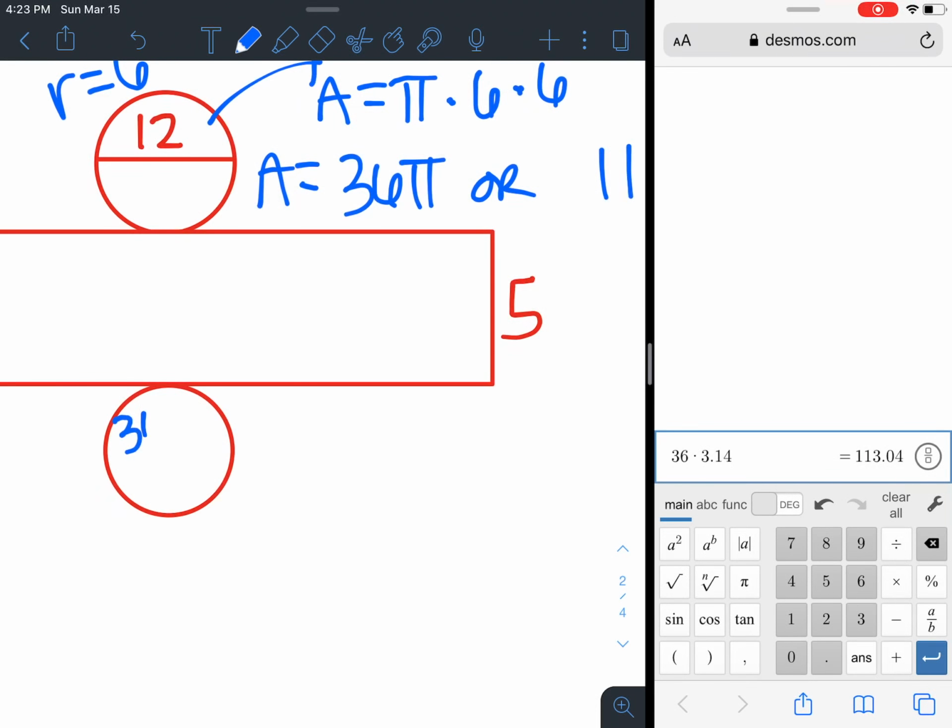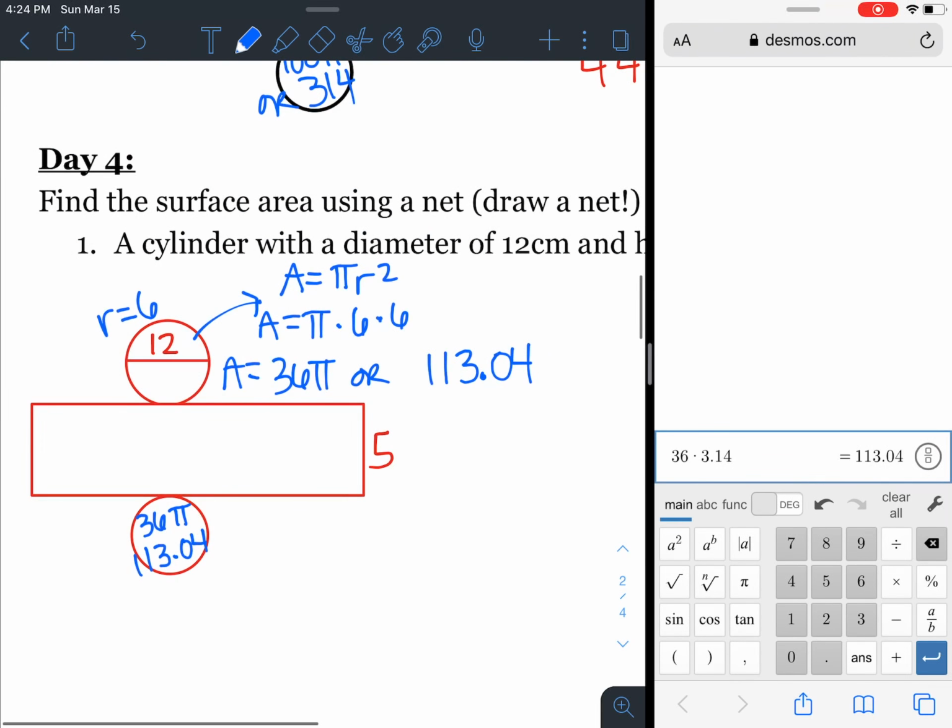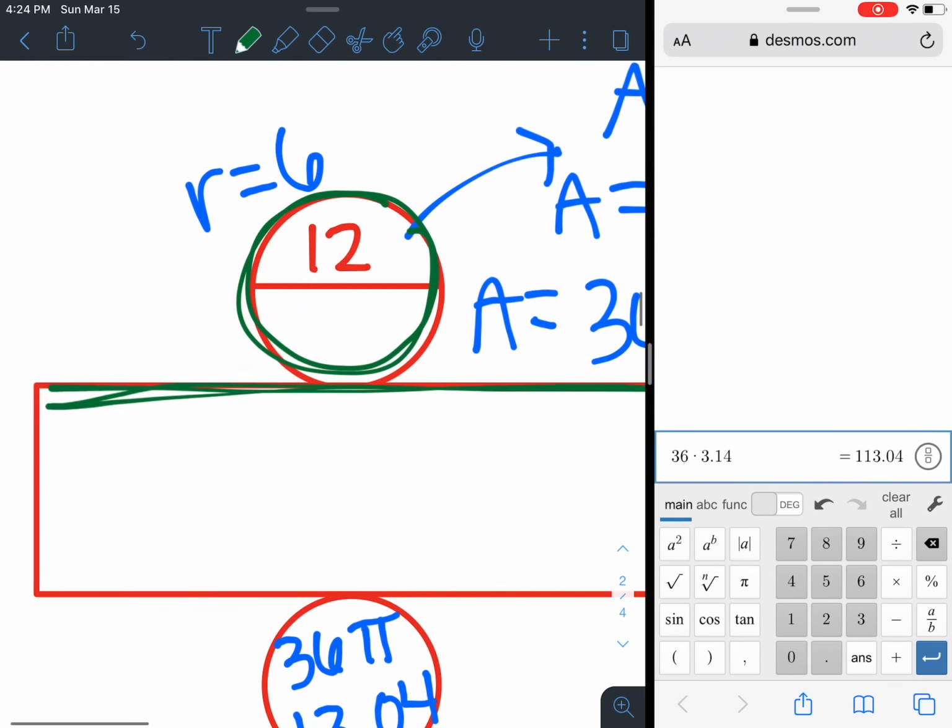Remember this circle down here? It's exactly the same. I don't need to do it again. That leaves the rectangle in the middle. The distance around the circle is the same as the length of the rectangle. So that would be circumference, pi times diameter, so 12 pi.